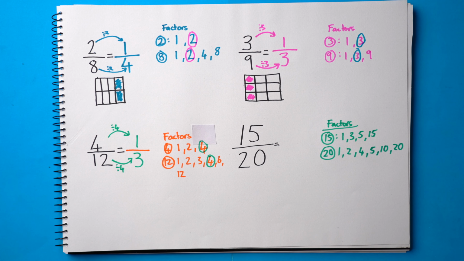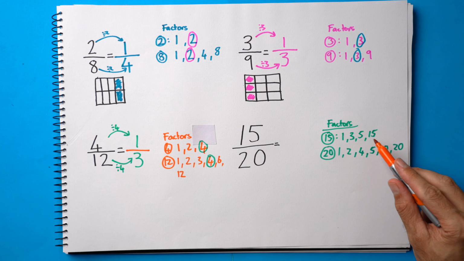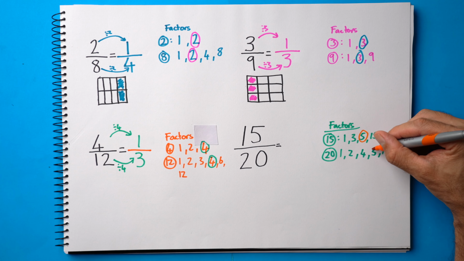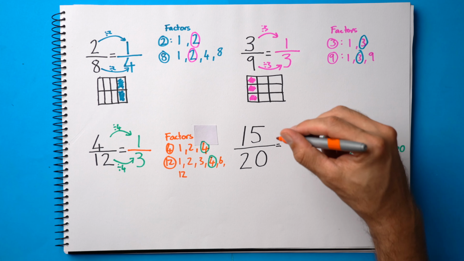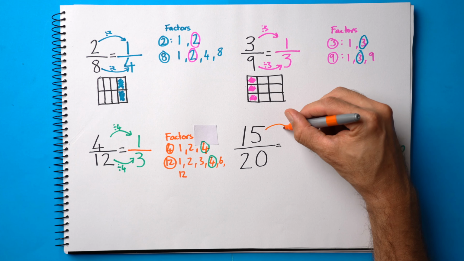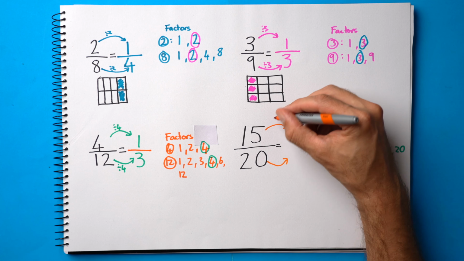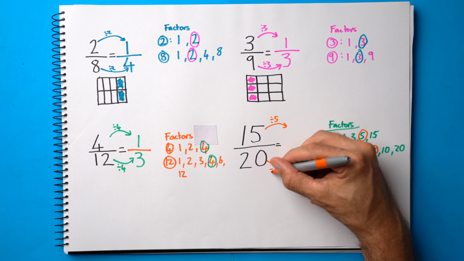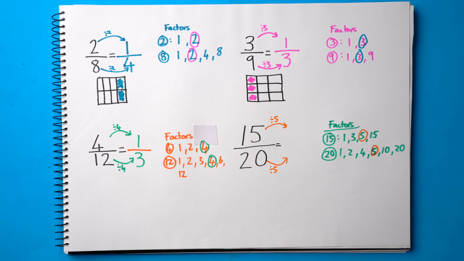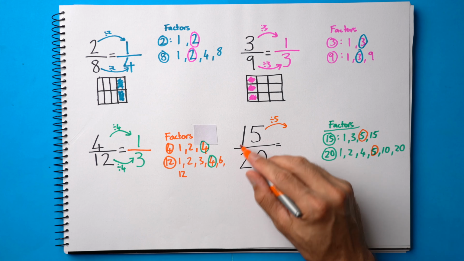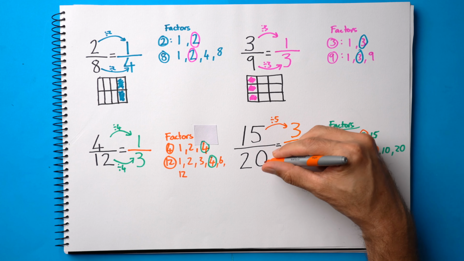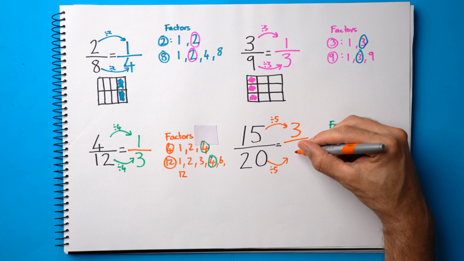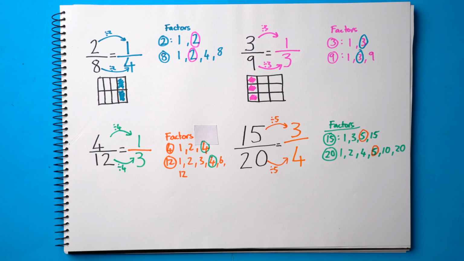And we're looking for our highest common factor. So I notice I've got 5 here and 5 here. That's our highest common factor. So we're going to be dividing by 5. Divide by 5, divide by 5. 15 divided by 5 is going to be 3. And 20 divided by 5 is going to be 4. And that's my final fraction, 3/4.